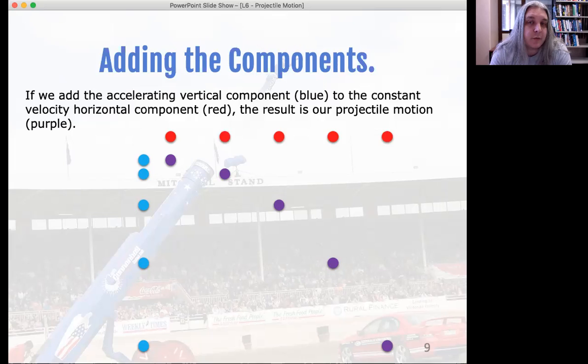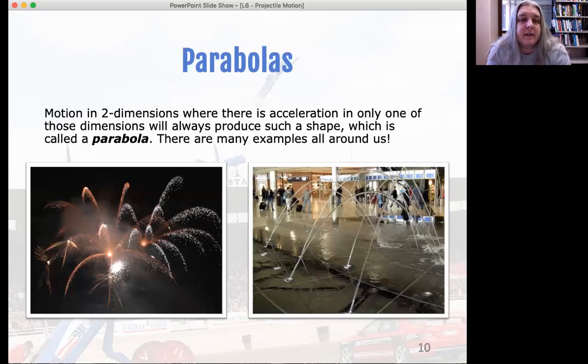It starts with very little velocity, the next one it's got a bit more, then a bit more, and a bit more, and so on. And if you draw both of them and then you combine them so that one object is experiencing both of these at the same time, so that it is moving horizontally with a constant velocity and vertically with an accelerating velocity, then we get that purple path, that projectile motion. And that shape is called a parabola, and that parabola you can see all around you.